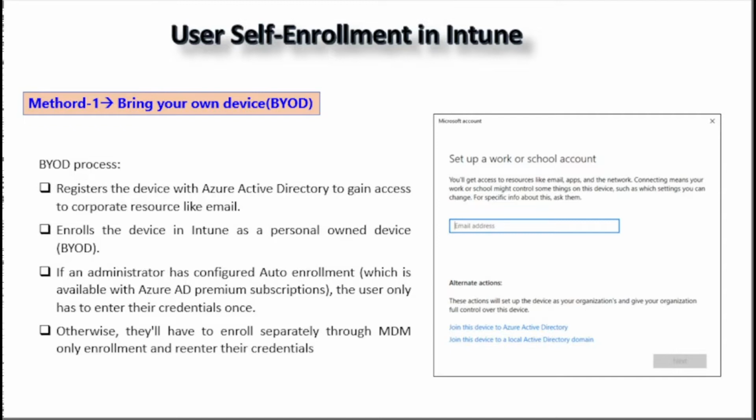If an administrator has configured auto enrollment, which is available with the Azure AD Premium P2 subscription, then the user only has to enter their credentials once and the machine is automatically enrolled in Intune. Otherwise, they have to enroll the machine separately by using MDM only enrollment, and they need to re-enter their password and credentials.